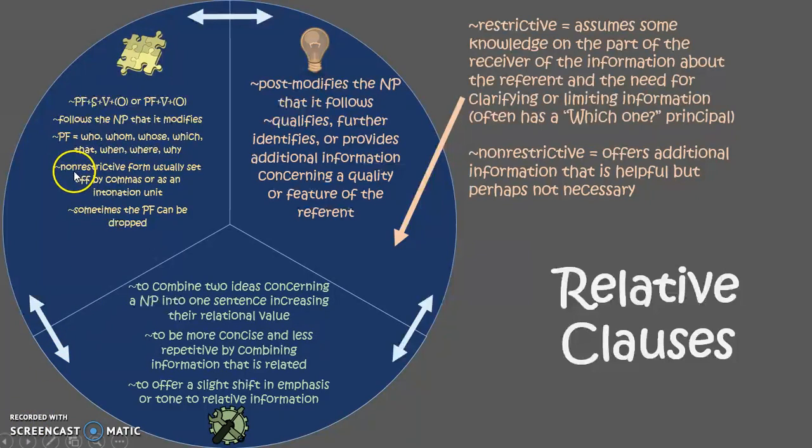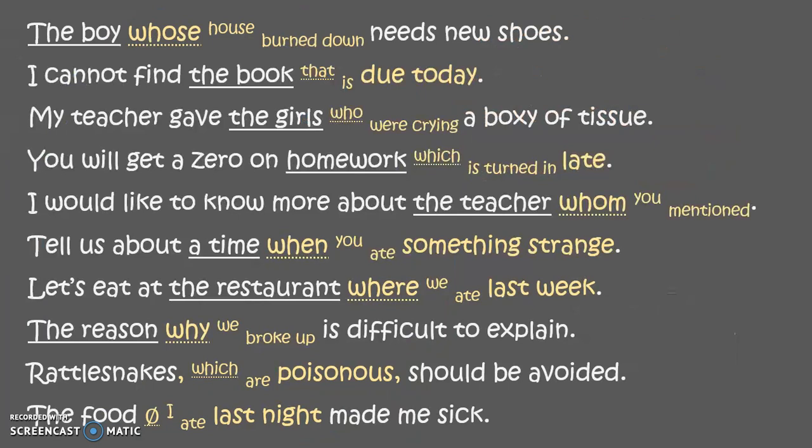And in the non-restrictive form, when it's written, it will be set off by commas, and when it's spoken, it will be spoken as an intonation unit. And then sometimes the proform is actually dropped, which can be difficult for students to identify in that situation. Let's look at some examples.